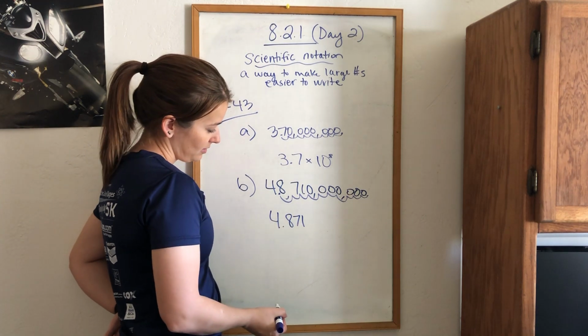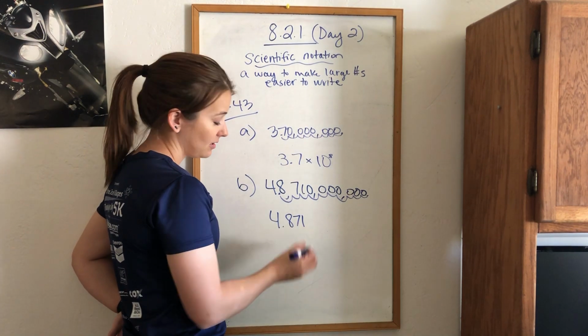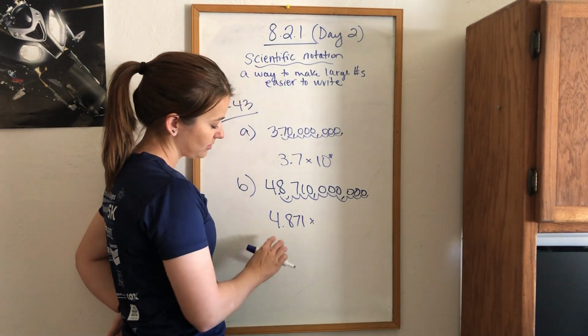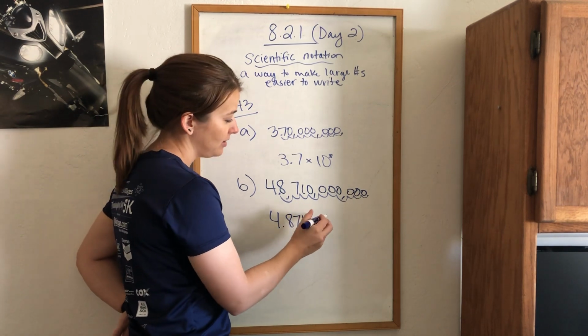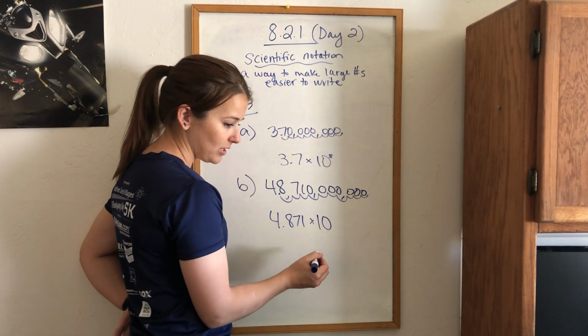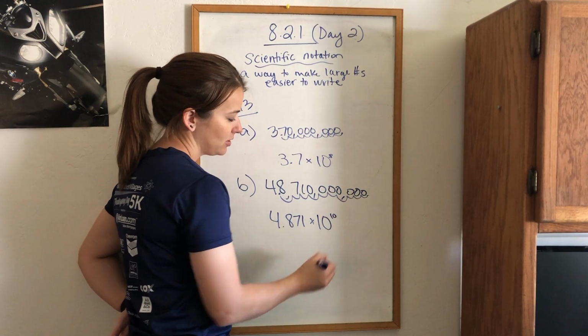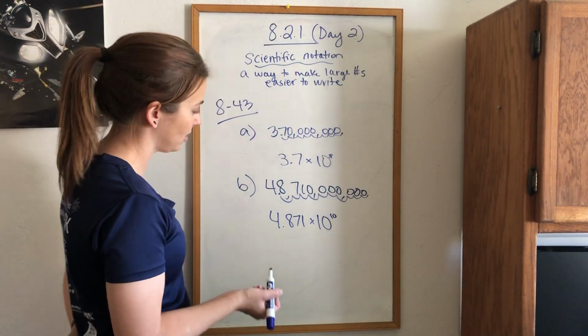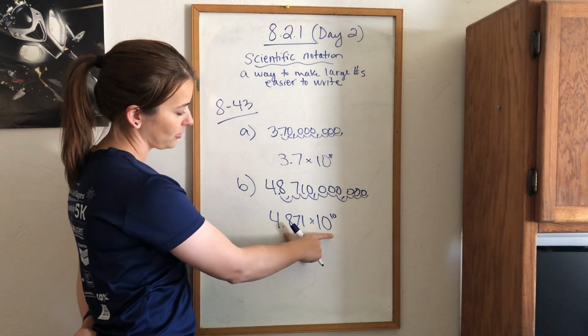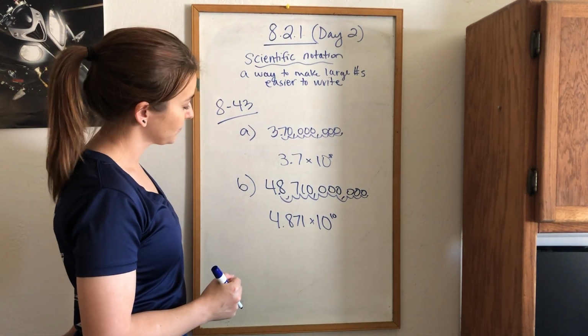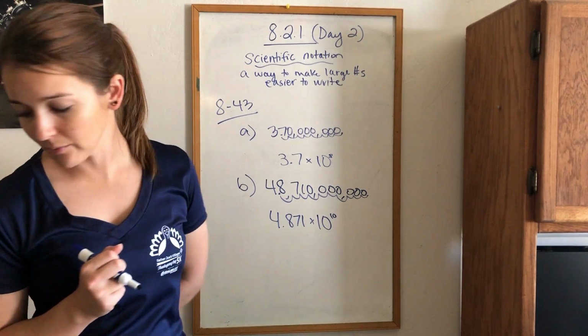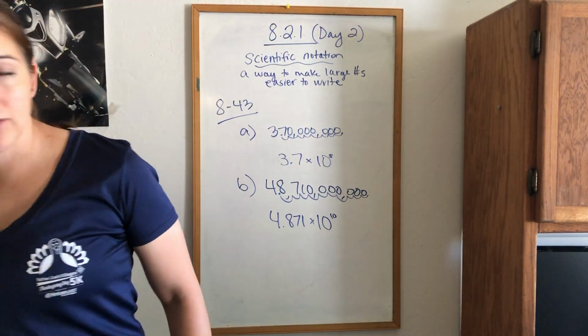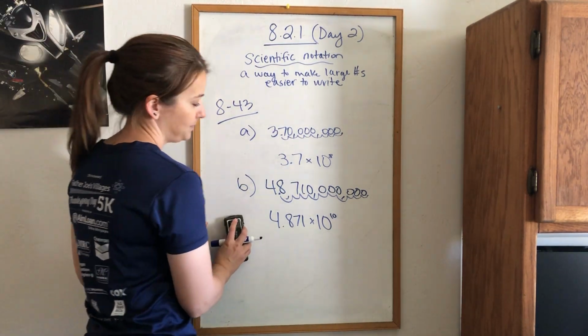4.871 is my first factor, because that works between 1 and 10. And how many times did we move to the left? I think it was 10 times. So 10 to the 10th power would be the correct power of 10. So that is how you write really, really big numbers so that they're easier to write.